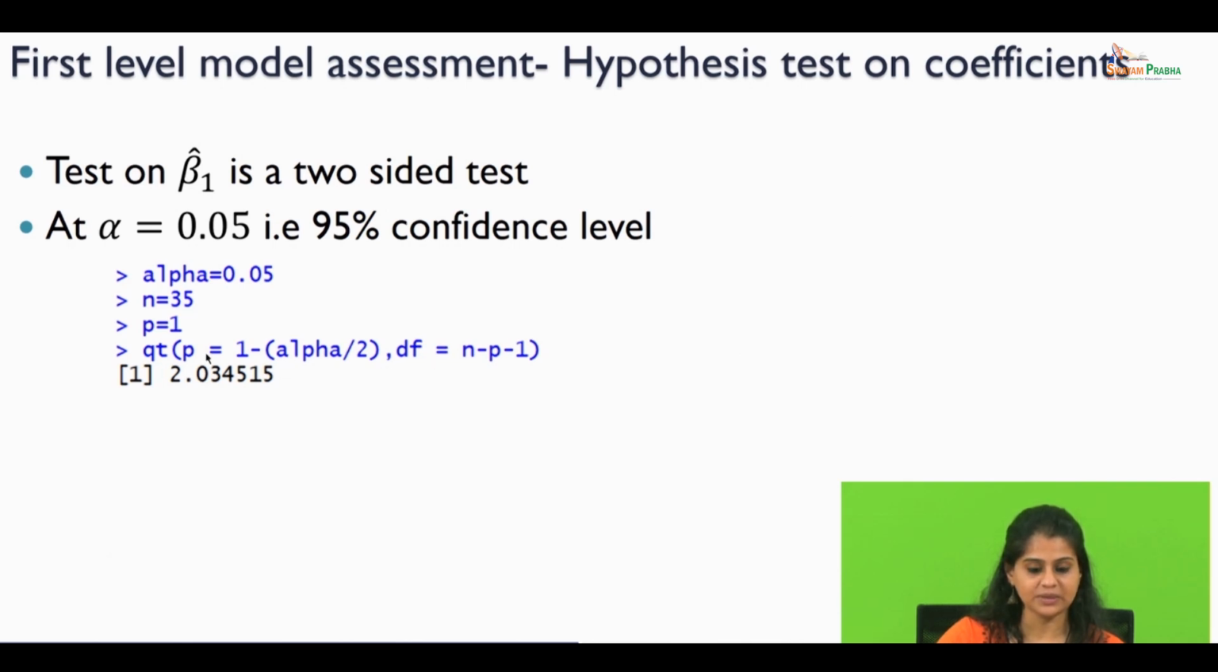You just need to give the inputs. You need to supply p and degrees of freedom. After having done this, we get the quantile to be equal to 2.03. So, this is the critical value. We are going to use this to compute the confidence interval.